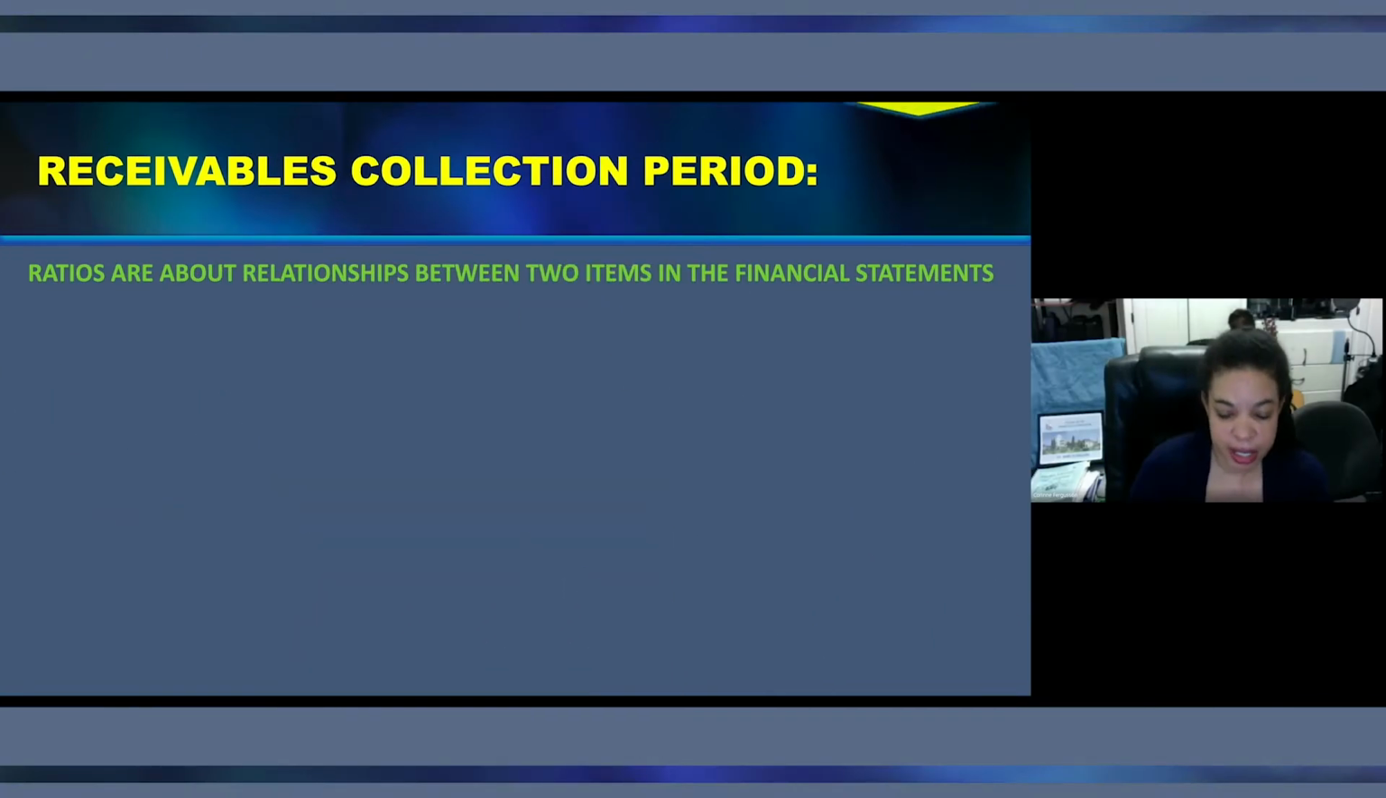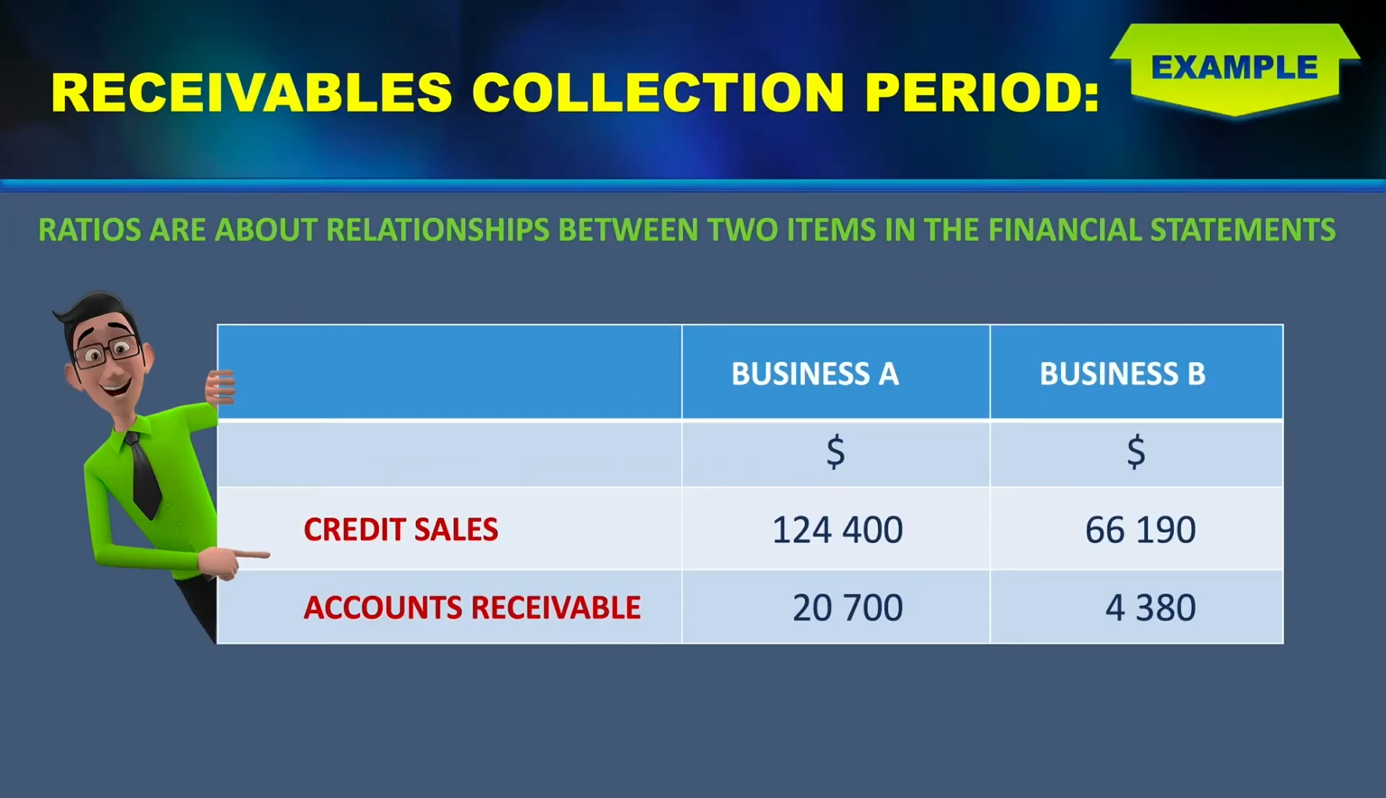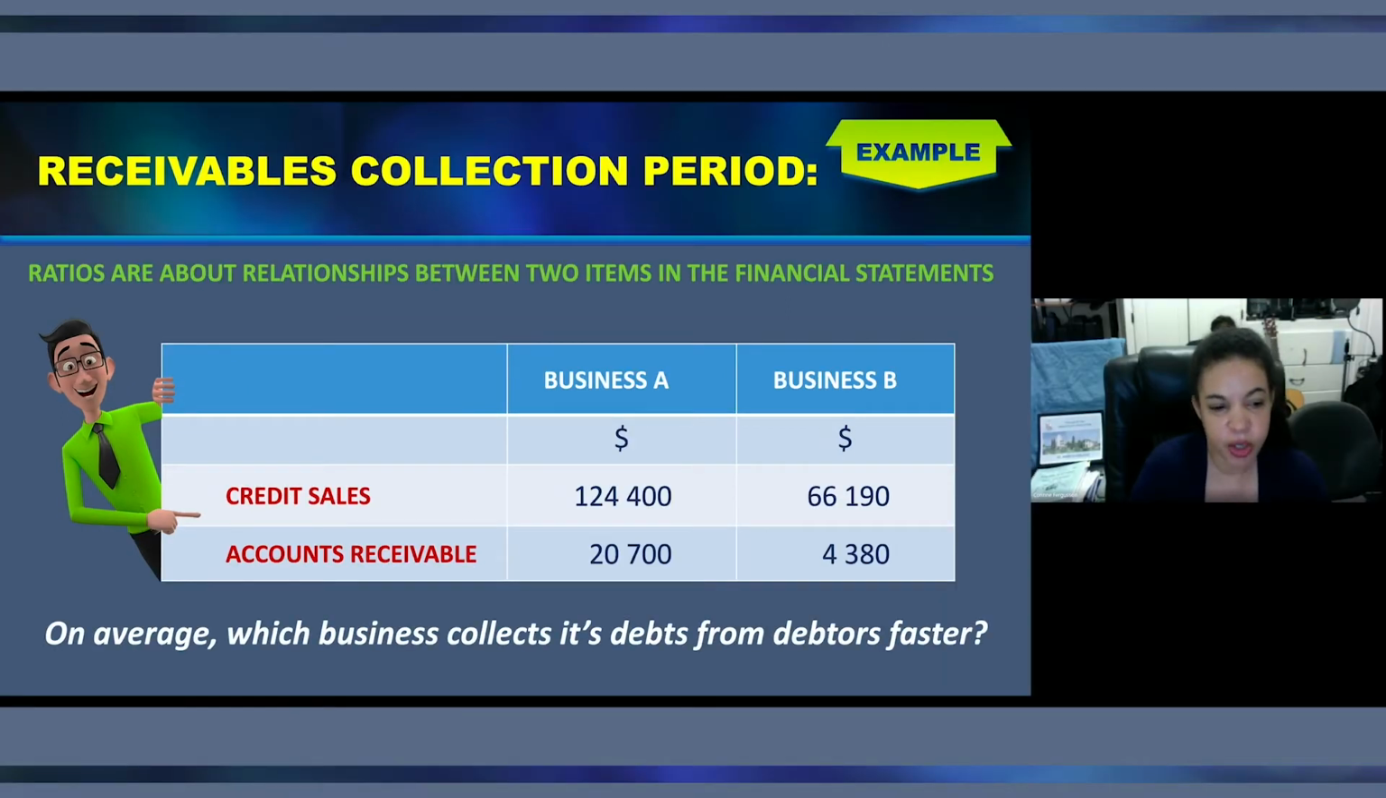So we're just going to do a nice little example. What you see here in this example is you have two businesses, business A and business B, and you have two amounts, which would be your credit sales and your accounts receivable. So these are the relationships that you're going to look at, the relationship between your receivables and your credit sales. And we're going to find out on average which business collects its debts from the debtors faster. So that is the question that we are asking here.